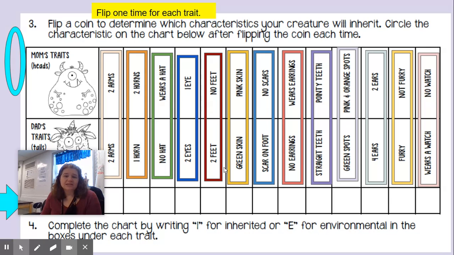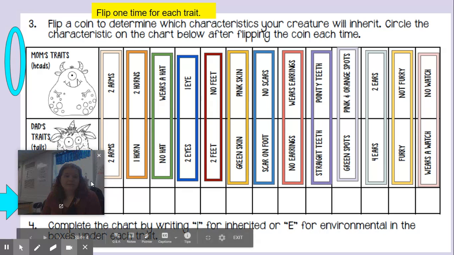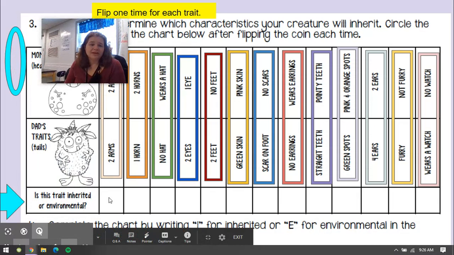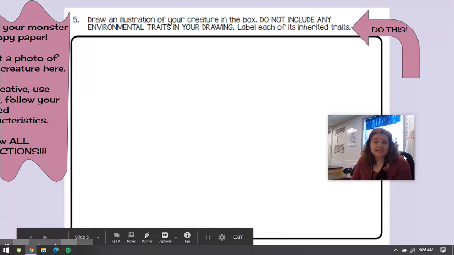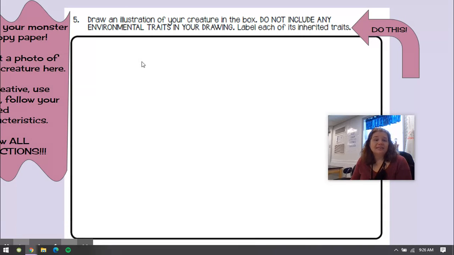1 eye, 2 eyes. And so at the end of all your flips, you're going to determine what your offspring looks like. You're also going to determine if this trait is inherited or environmental by putting an I or an E down in these boxes. And then on a separate piece of paper, draw and sketch your baby creature, and then upload your photo of your drawing here, and label all of the inherited traits that your monster has inherited from its mom or dad.